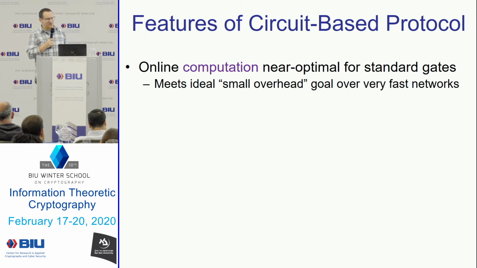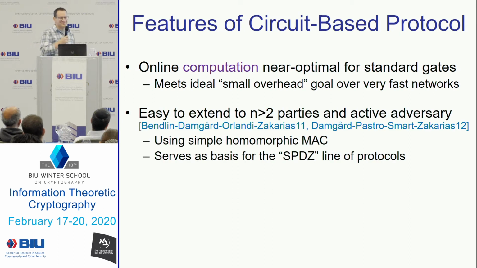It's actually a cute question to try and minimize this constant. So if you have secure computation over a fast network and offline time is cheap, then this is really like doing secure computation for free, almost, if the network is very fast.